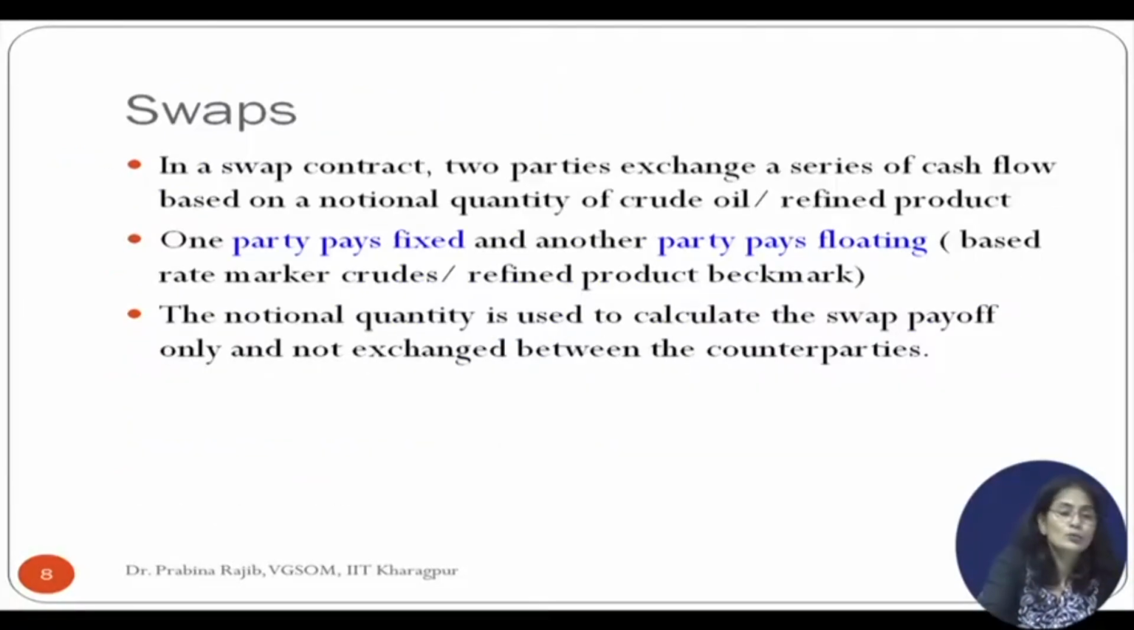Now let's go to swaps. So what exactly is a swap? In a swap contract, you have two parties which exchange a series of cash flows based on a notional quantity of crude oil or refined product, and one party pays a fixed price and the other party pays a floating price. What do we mean by the word notional quantity? Notional quantity means the price is exchanged based on this particular quantity.